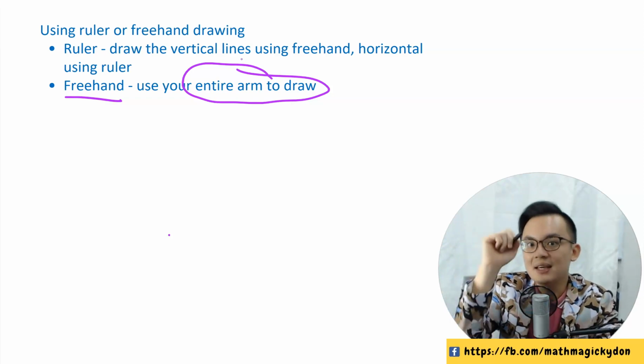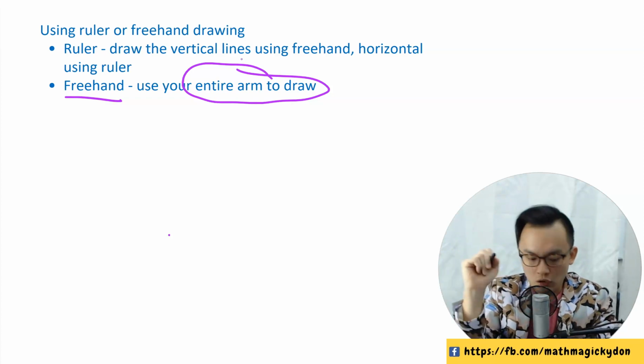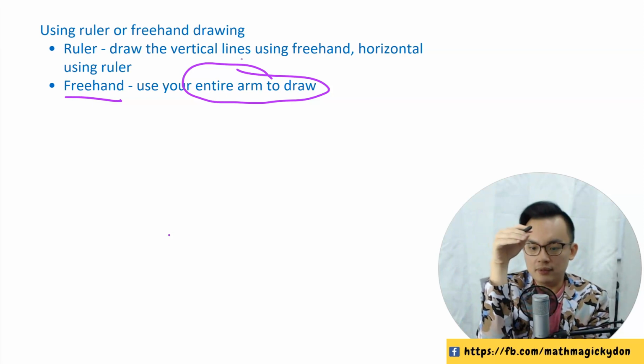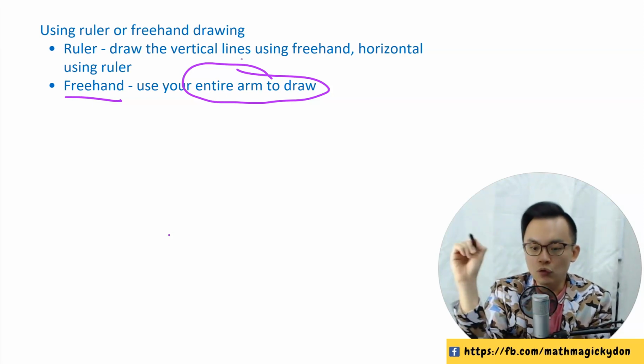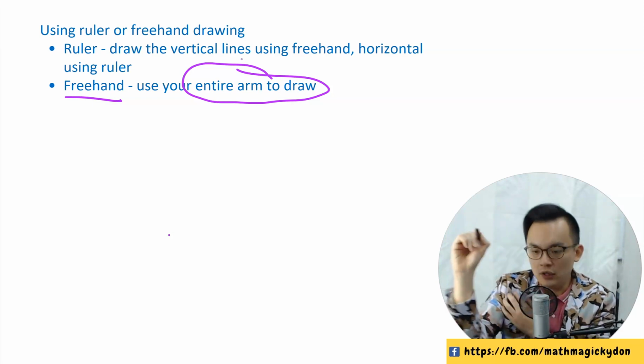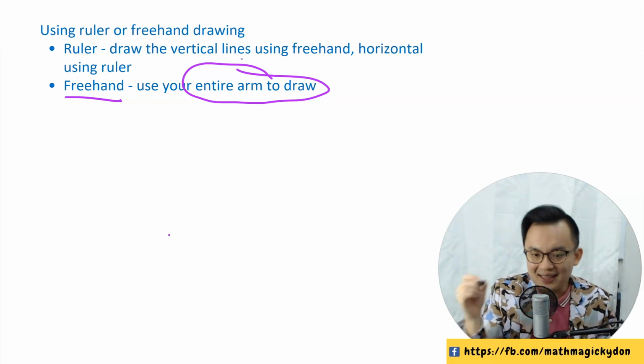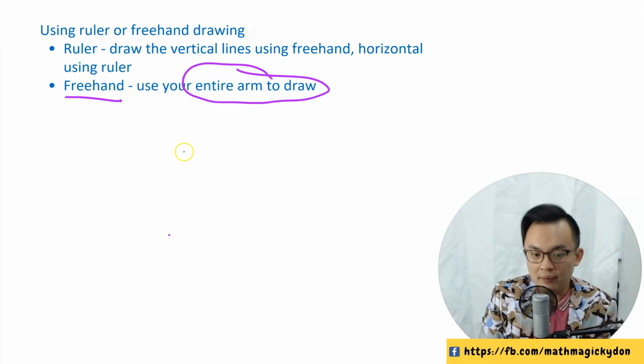The reason is because teachers use their entire arm to draw. When I say entire arm, right, I'm talking about this part to this part. Just make sure you can see it in the camera. This part to this part, okay? When you draw, you want to move your entire arm, right? You start moving the entire arm over here. And that's the same thing when you're drawing on paper.